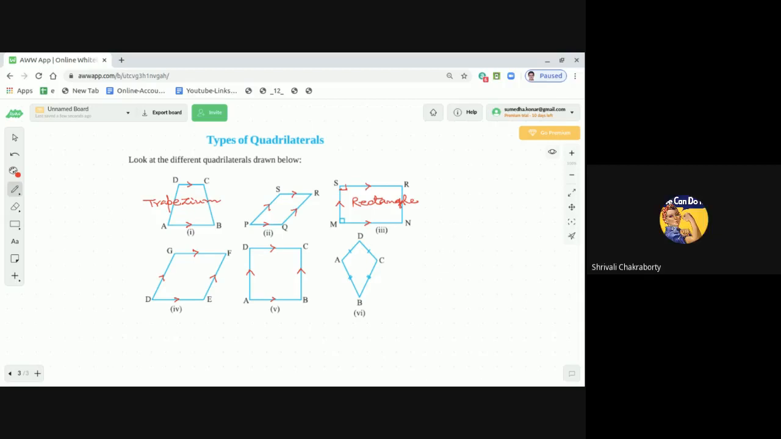Correct? How? Because we know that MN is parallel to SR and MS is the transversal line. In a similar manner, you can prove angle N is 90 degrees because SM and RN are both parallel and MN is a transversal line. In that way, you can prove that this is also 90 degrees. And the moment you are able to prove three are 90 degrees, the fourth has to be 90 degrees because the angle sum property of a quadrilateral is 360 degrees. Is that correct?